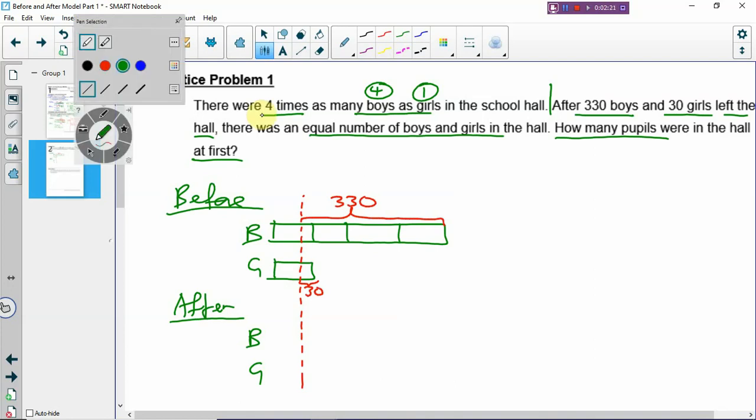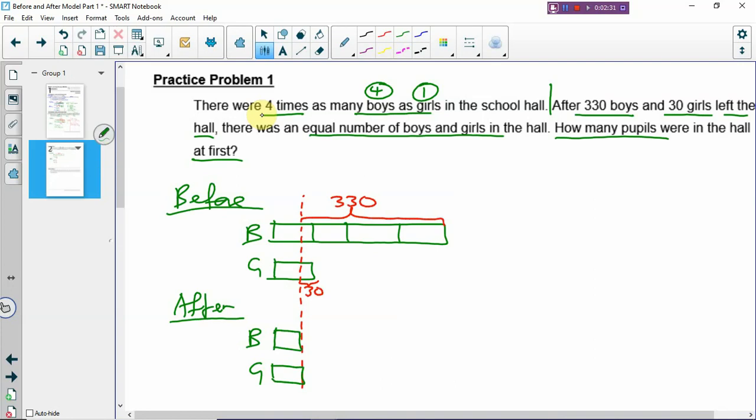And then what will happen in the end? In the end, you will have an equal number of boys and girls left in the hall. That's what you will see in the model, your before and after. So always remember to have a dotted line every time there is an equal concept. Now, how many pupils were there in the hall at first? Your question mark is over here, and you're done already.